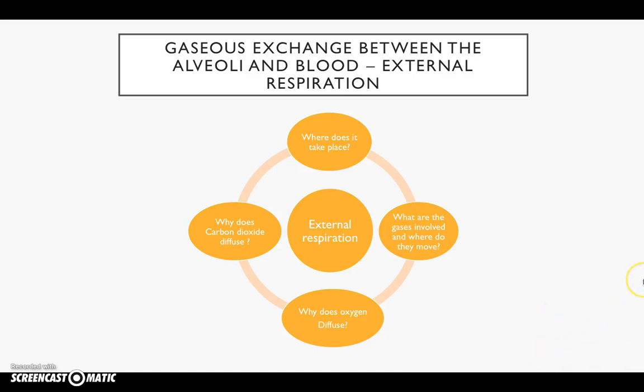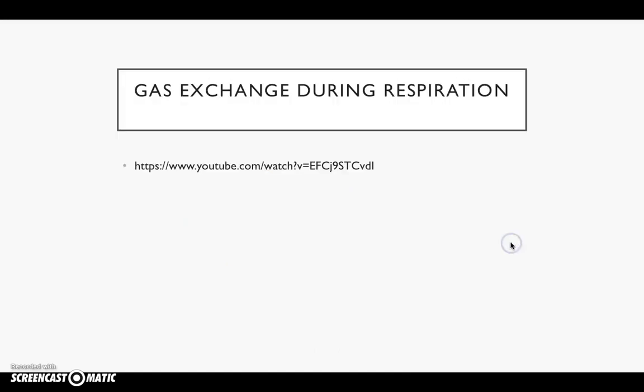Just so you know that, you don't need to know that in too much detail, just know that it's called external respiration. So hopefully by the end of this screencast, or at least by the end of tomorrow's lesson, you're going to know where it takes place: the alveoli and blood. We're going to be discussing what the gases involved are and where they move, why oxygen diffuses, and why carbon dioxide diffuses. If we know that by the end of this screencast, we're laughing for tomorrow's lesson, okay? It should be really good, and we've got the basics of what we need to know.